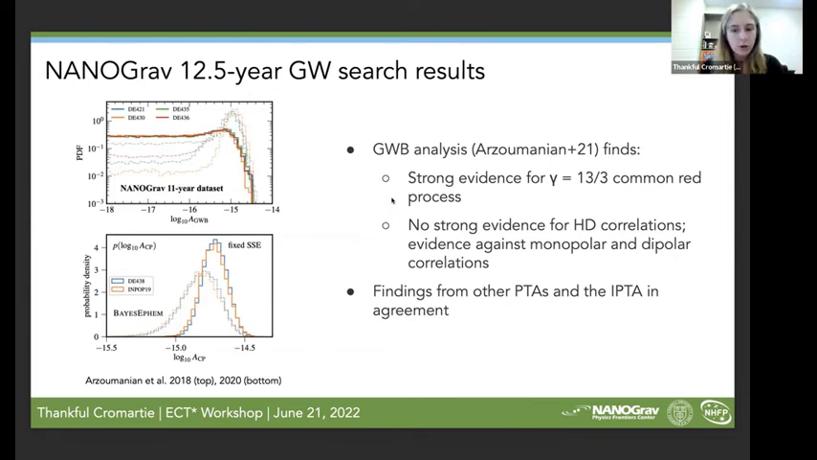We're not seeing spatial correlations yet in the way that would actually result in a claimed detection of gravitational waves, but we do feel like we're well on our way. And so in developing the 15-year data set, we think that things are going well, and we're looking forward to seeing the results. Other pulsar timing array experiments are seeing similar things as well for their gravitational wave search results, as well as the combined International Pulsar Timing Array data set.